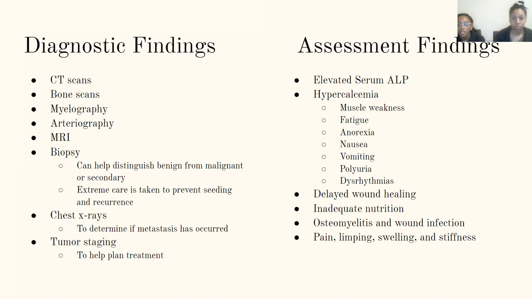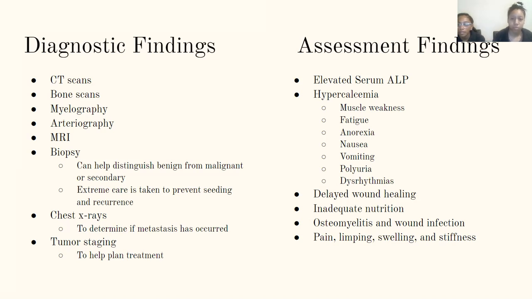A little bit about assessment findings. So elevated serum alkaline phosphatase. Serum alkaline phosphatase is an enzyme found primarily in the liver, the bones, the kidneys, and the digestive system. High levels indicate that there is either liver disease or bone disorders. So this is a very good indication that something is wrong with the bones in the body.